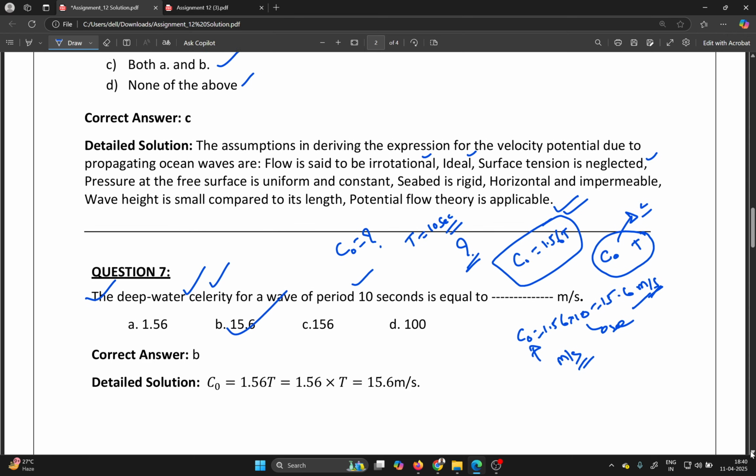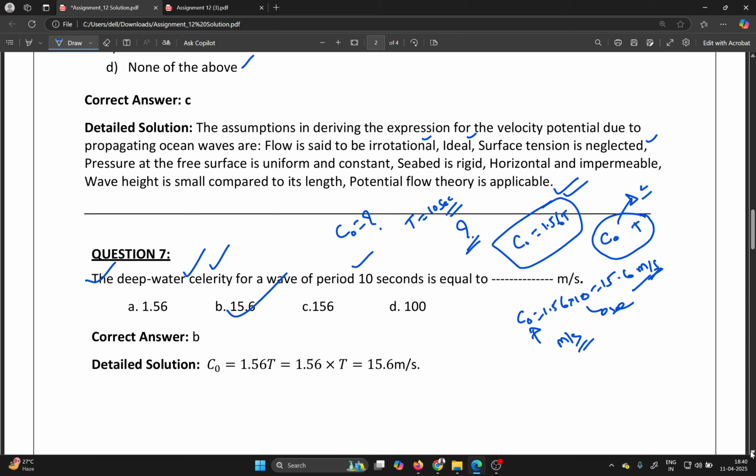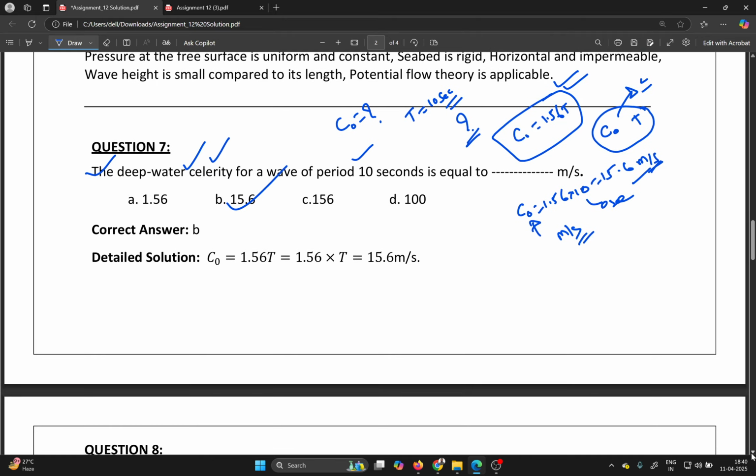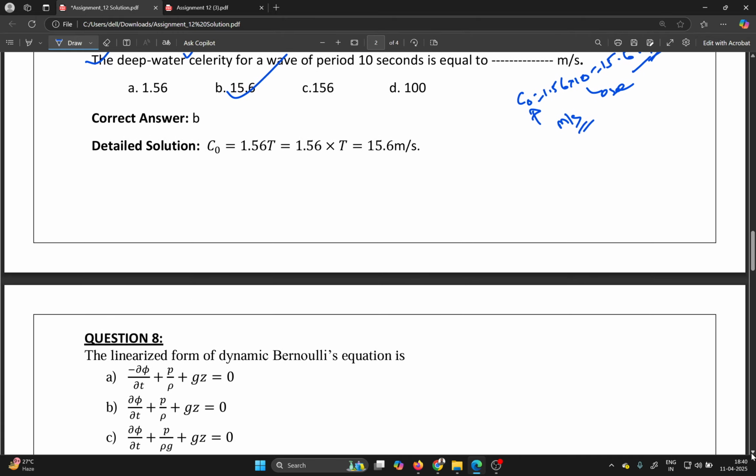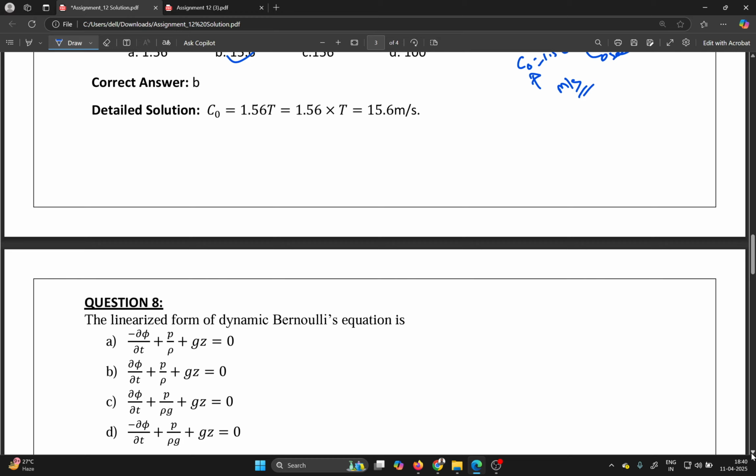Now we'll move on to the next question. Question number 8. Question number 8 is, yes, the linearized form of dynamic Bernoulli's equation is. The linearized form of dynamic Bernoulli's equation is.